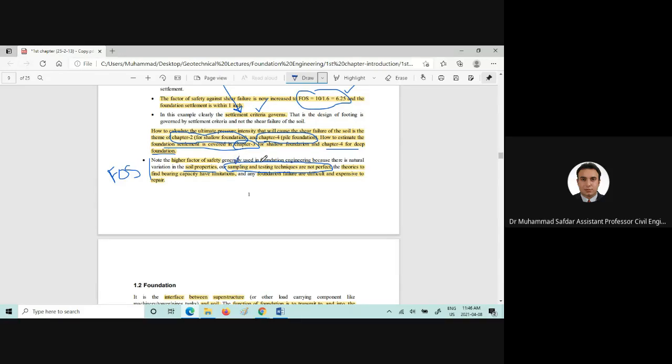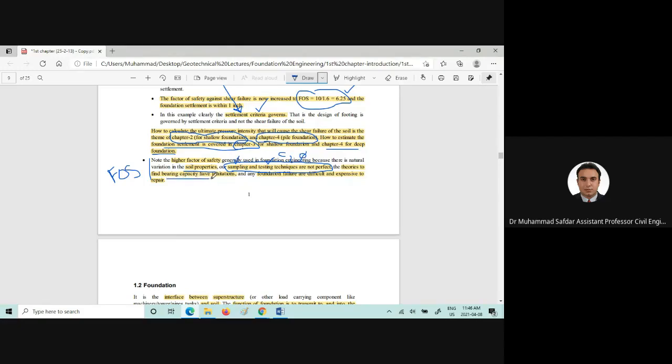Another thing is how the soil samples were transported here, who performed the test, and on what apparatus the test was performed, because we are getting the C, which is cohesion, and the friction angle. So these are the errors which we can make, and the theories to find the bearing capacities.